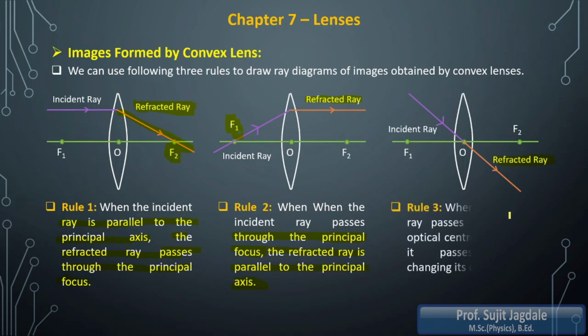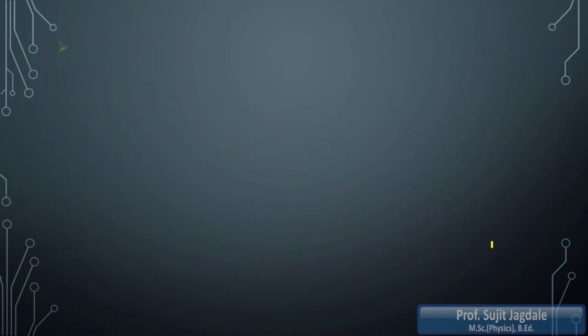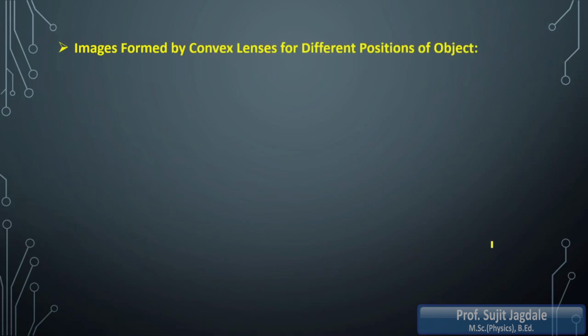So this is the third rule. When a ray passes through the optical center of the lens, it passes without changing its direction. That means it will travel undeviated, which is the third rule for drawing ray diagrams when images are formed, or when we are showing ray diagrams for the images obtained by a convex or concave lens according to different conditions. Now, which types of images are going to be obtained by the convex lens for the different positions of the object? Those different cases we are going to discuss, and later on I will show how to draw the ray diagram for each particular condition.